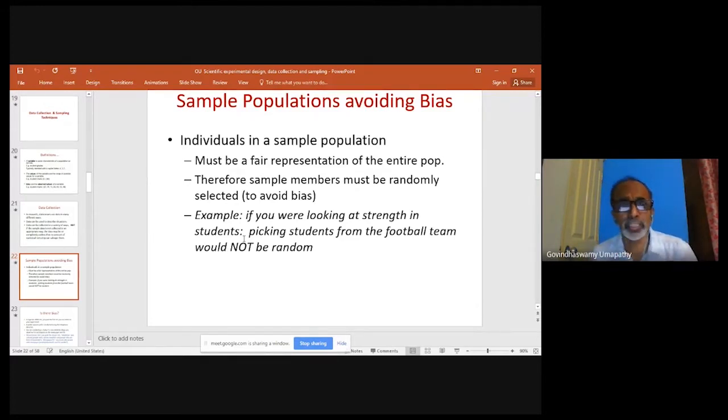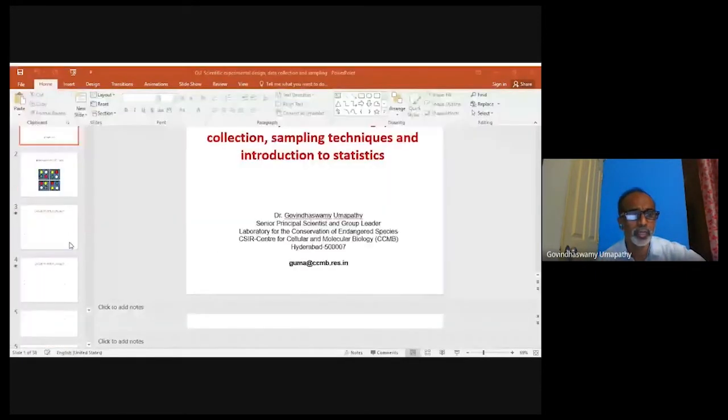Sample population: avoid bias. As I mentioned previously, individuals in the sample population must be a fair representation of the entire population. Therefore, sample members must be randomly selected to avoid bias. If you are looking for the strength of students, picking students from the football team would not be random. So the randomness needs to be maintained. There is no bias. You should avoid bias while doing it.